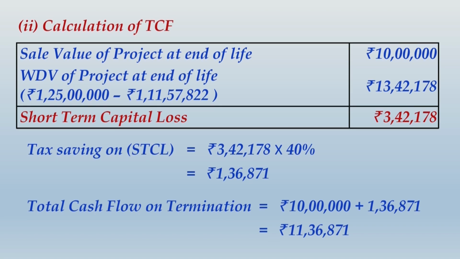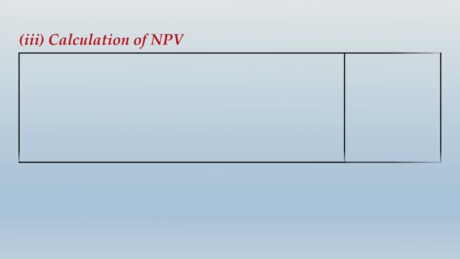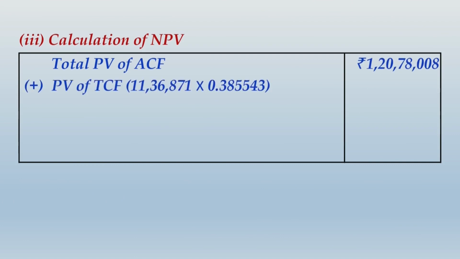Alright friends, once you have finished writing this much, now let us do the easy part, that is computing NPV. The total PV of annual cash flows we have worked out on that big table last point, and the terminal cash flow what we got, 11,36,871, it is arising at end of 10th year. So what we have done is we have taken the PV factor for 10th year, that multiplied on terminal cash flow, this will give you the present value of terminal cash flow.